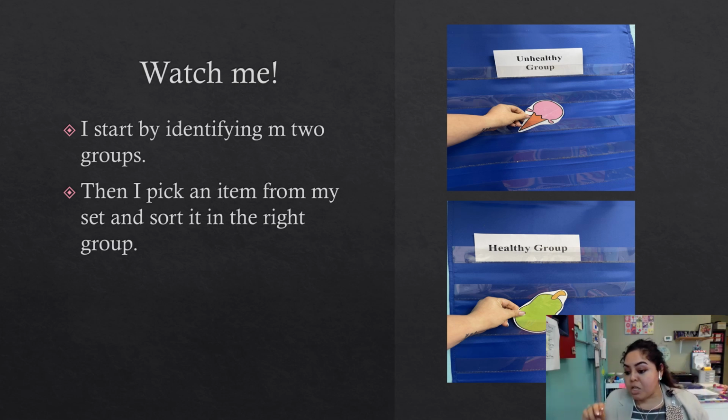And on the bottom, I'm going to sort my pear into the healthy group. So remember, I'm going to say it again. On the top, we put the unhealthy food items. And on the bottom, we're going to sort and put the healthy food items. Now, I said it twice, but now I'm going to do it. We're all going to do it together.